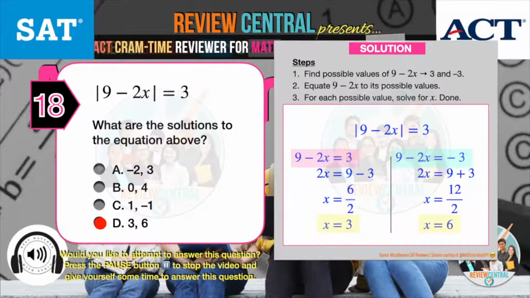Next, 9 minus 2x equals minus 3. Again, solving for x, we should this time arrive at x equals 6. This is the second solution. Therefore, the correct answer is D.